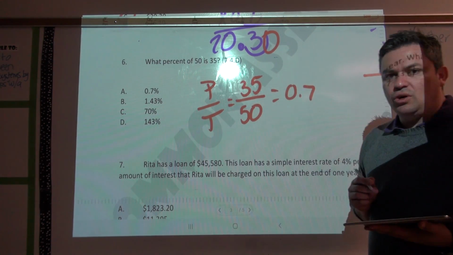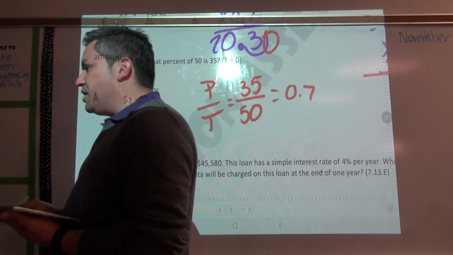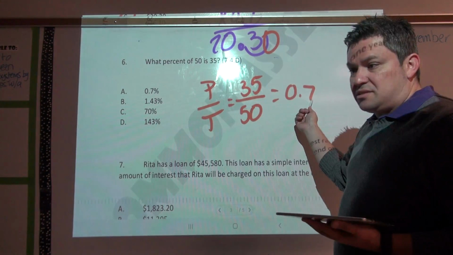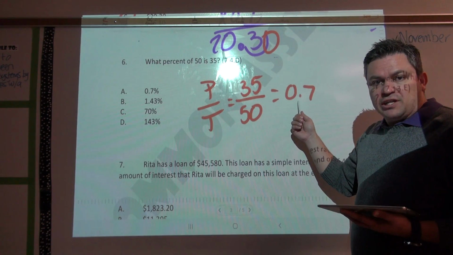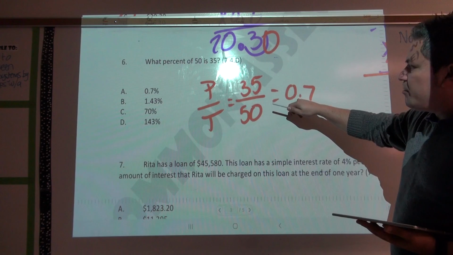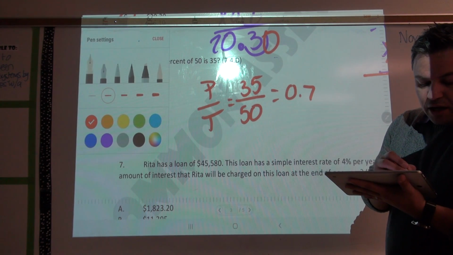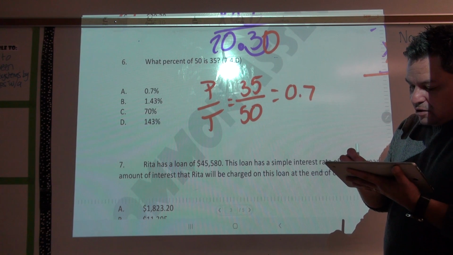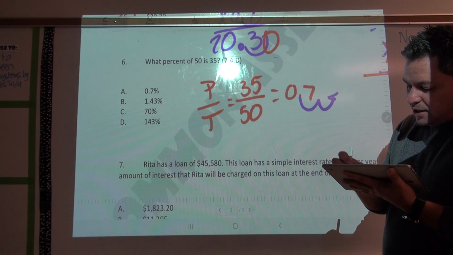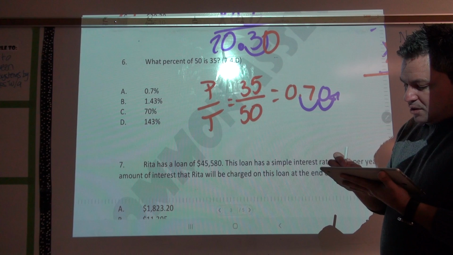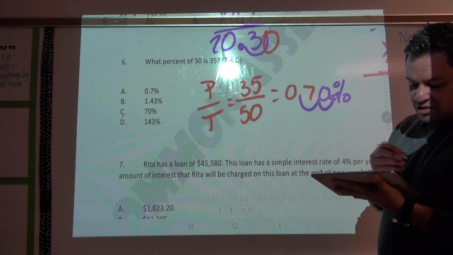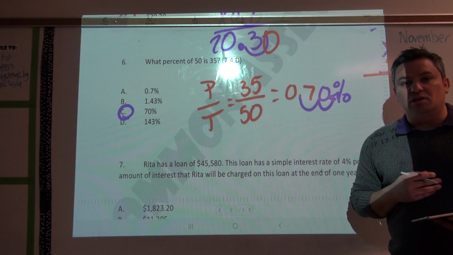Now, is that one of my answer choices? No, because that's not percent yet. You have to convert this into a percent. How do we convert a decimal into a percent? Move the decimal to the right 2 times. Very good. 1, 2 to the right. If it's empty, put a 0. And now you have C. Any questions on that one so far?